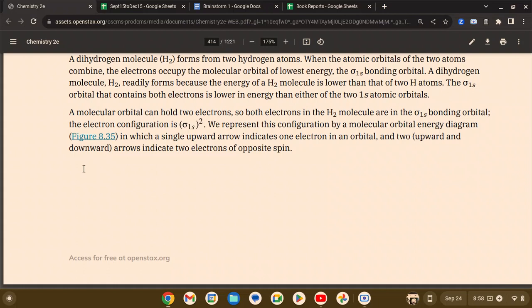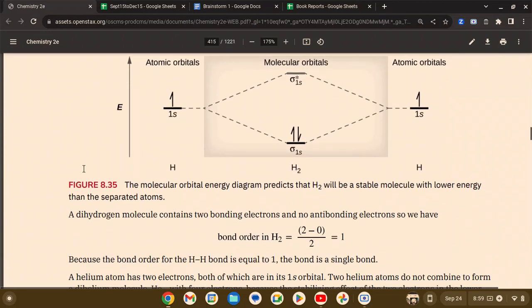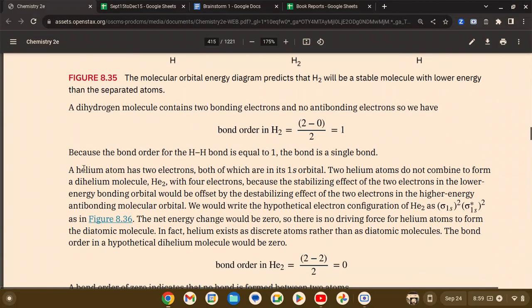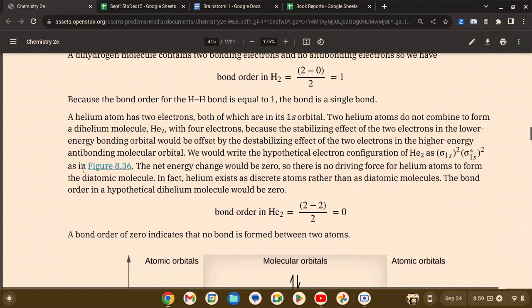A molecular orbital can hold 2 electrons, so both electrons in the H2 molecule are in the sigma 1s bonding orbital. The electron configuration is sigma 1s2. We represent this configuration by a molecular orbital energy diagram in which a single upward arrow indicates 1 electron in an orbital and 2 arrows indicate 2 electrons of opposite spin. A dihydrogen molecule contains 2 bonding electrons and no antibonding electrons. So we have bond order equals 1.